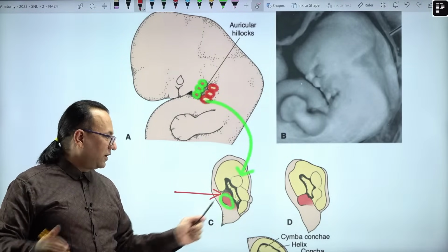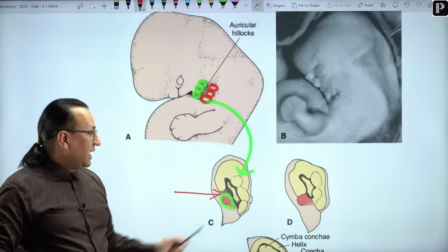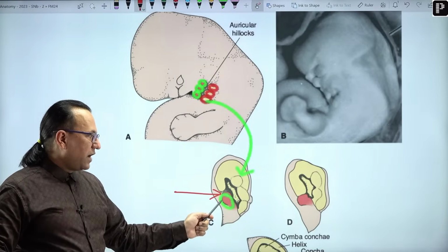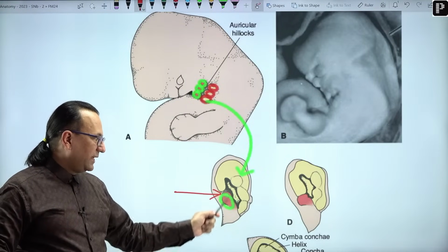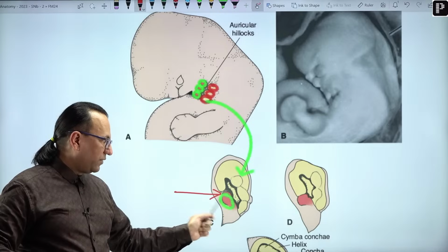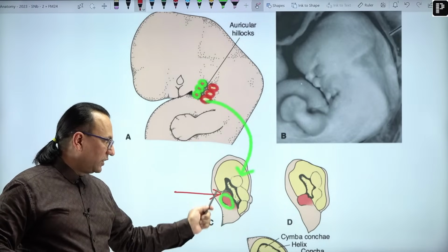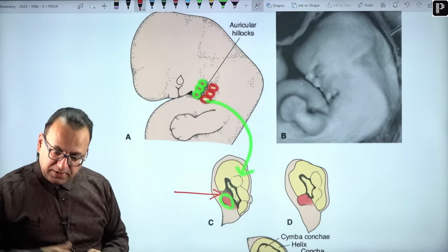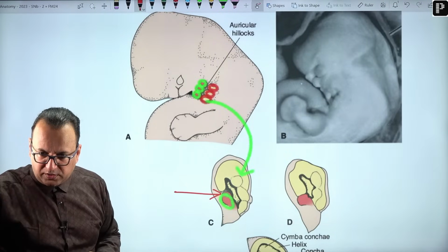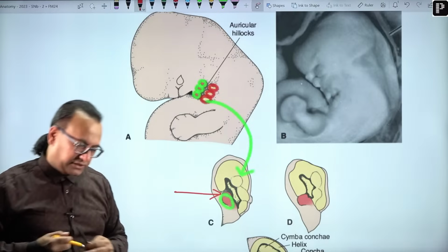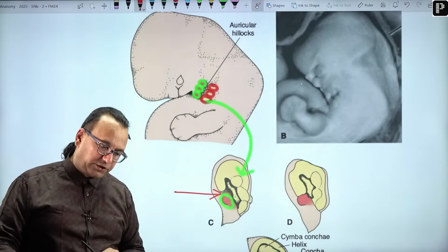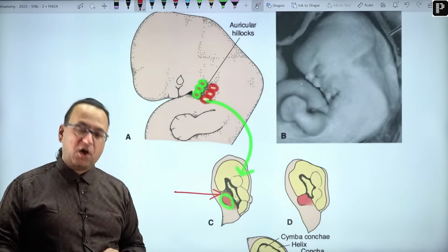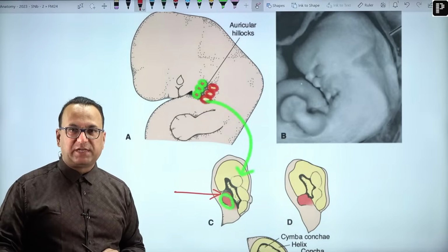So I think that choice was available with you. If there is a non-fusion of the auricular hillocks given by the first and second pharyngeal arch, then there can be a case of pre-auricular sinus. So tell me, incomplete closure, yes, of course, but how were the choices given? Were hillocks mentioned, or just the arches?